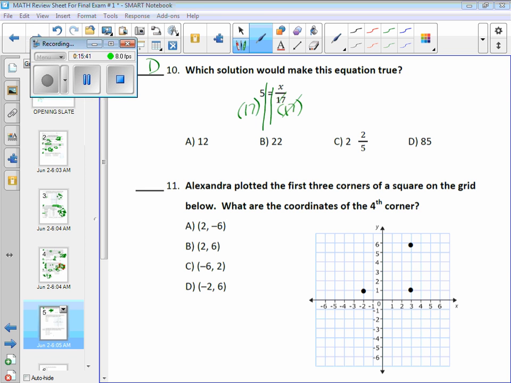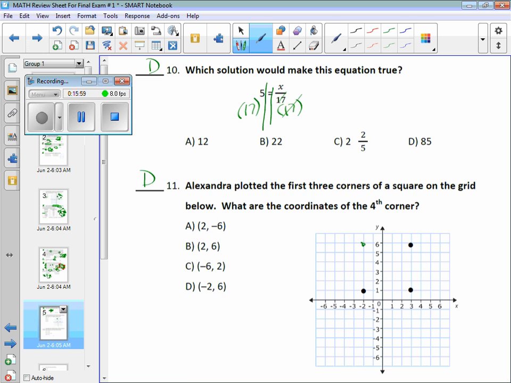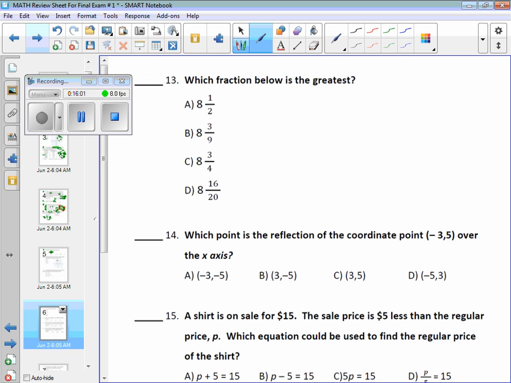I think most of you got number 11 right, but if you plot that point, you get the wrong one. Let's move on with that one. That one, when it comes to coordinates... For 11. Oh, wait, we got to do 12.